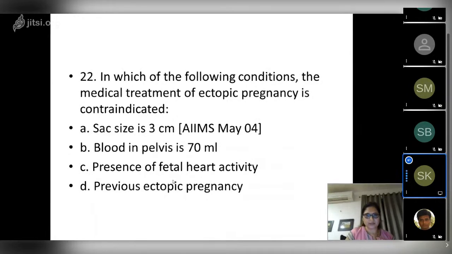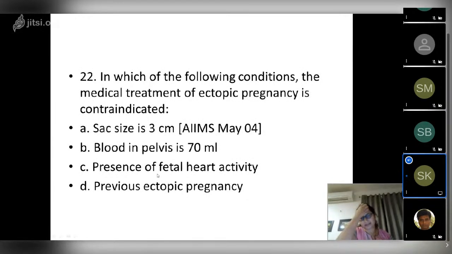Which is the most important contraindication amongst the 4 mentioned here? Anybody with the answer? Option C. Yes, C is the right answer here. Amongst these 4 options, C is the contraindication for going ahead with the medical treatment, though it is a relative contraindication.